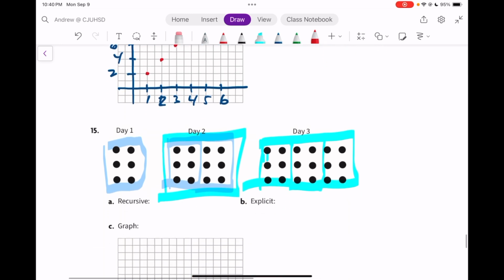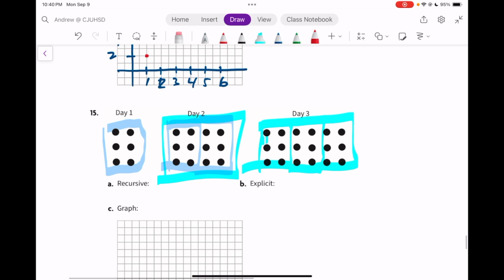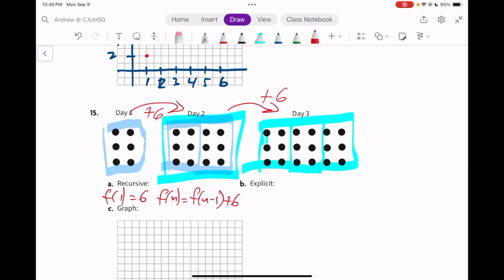On the last one, I thought it was geometric, but it's actually arithmetic. You keep adding 6. You add a group of 6 every time. You start at 6 and you add 6. So f of 1 is 6. And what I do is I take the previous and I add 6. Explicitly, I start at 6 and I add 6 n minus 1 times.